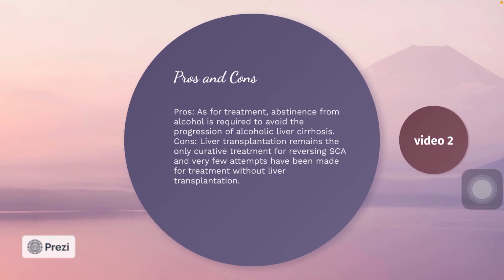Pros and cons. Pros. As for treatment, abstinence from alcohol is required to avoid the progression of alcoholic liver cirrhosis. Cons. Liver transplantation remains the only curative treatment for reversing ACA, and very few attempts have been made for treatment without liver transplantation.